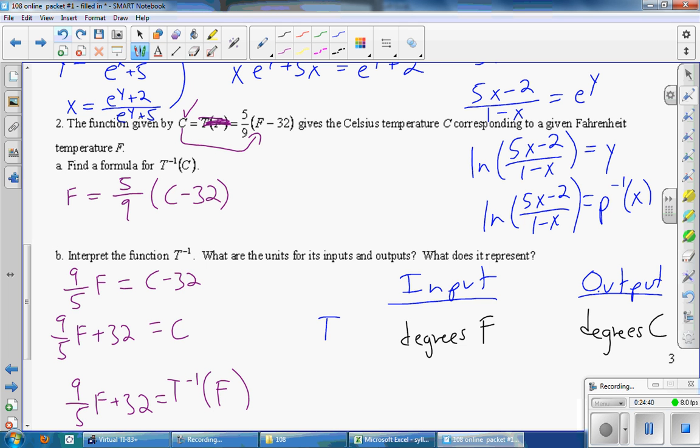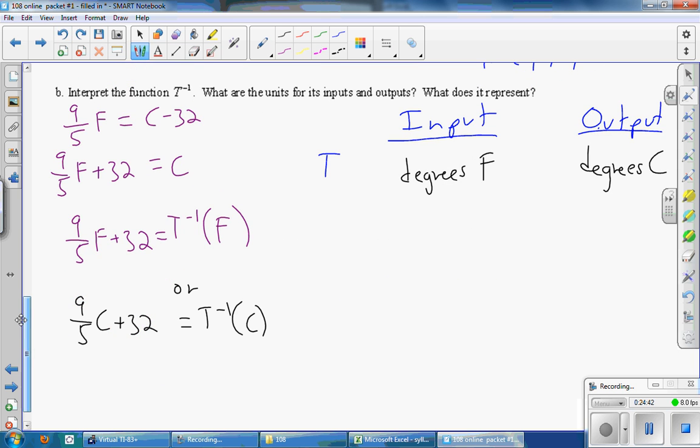So then when we go to the inverse function, we're just going to continue adding to our table here. T inverse, well, we know that the input and the output swap. The x and the y swap. The domain and the range swap. So we're just going to swap. The new input is degrees Celsius. And the new output is degrees Fahrenheit.